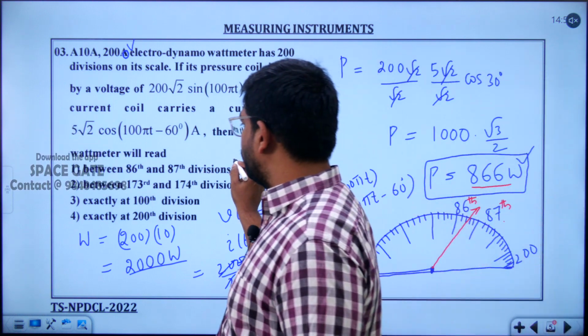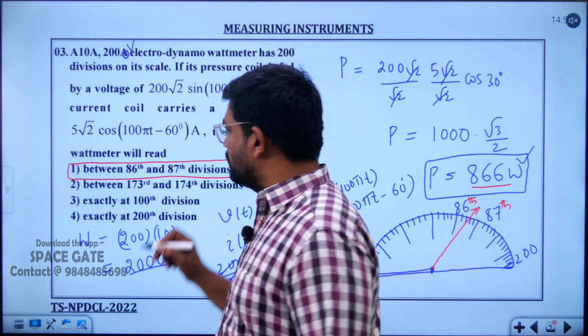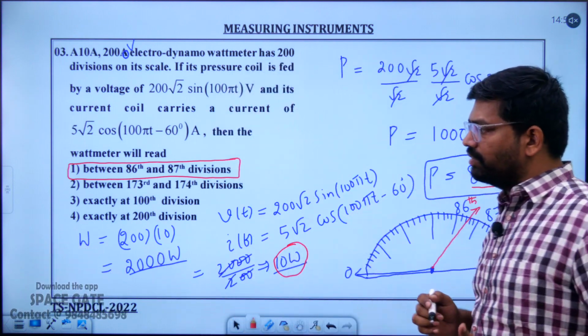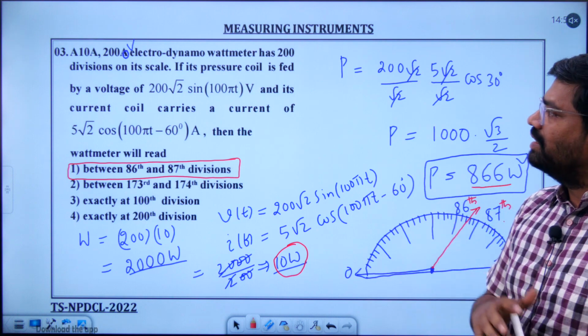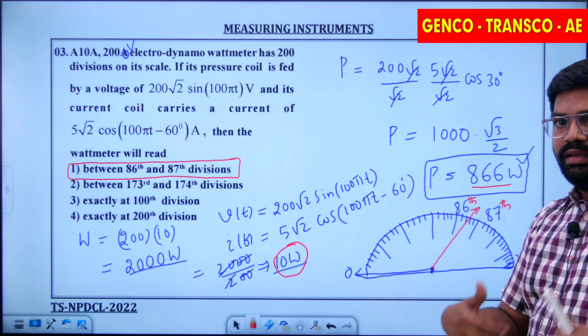So which option is correct for our question? Between the 86th and 87th divisions, the wattmeter gives the reading. So like this you have to answer if a question comes here. Okay, so now we move on to the next question.